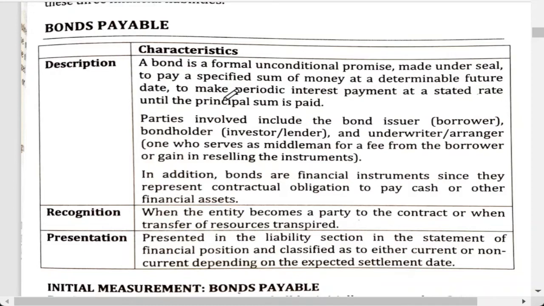And what is this bond? It is a formal, unconditional promise made under seal to pay a specified sum of money at a determinable future date, to make periodic interest payment at a stated rate until the principal sum is paid. So in this transaction, we have the bond issuer, the bondholder, and the underwriter or the arranger.